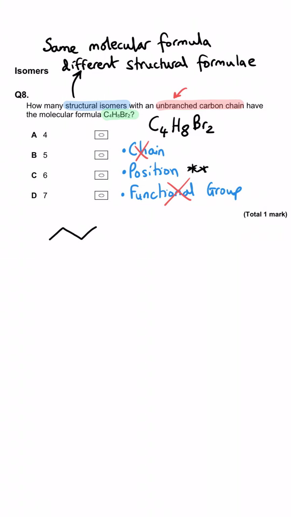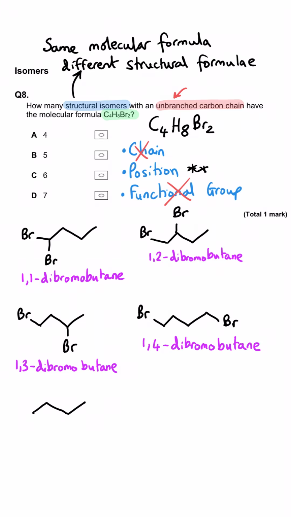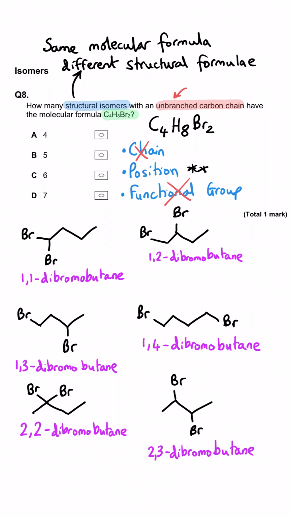We could have both of those bromine atoms on the first carbon in the chain, or one on the first carbon, one on the second, or one on the first and one on the third, one on the first carbon and one on the fourth. That is 4 possible isomers. Then if we put a bromine atom on the second carbon atom in the chain and another one on the same carbon atom, that's a 5th isomer. And then last of all, we could have 1 bromine atom on the second carbon in the chain and 1 on the third. So that gives us a total of 6 possible isomers of this formula.